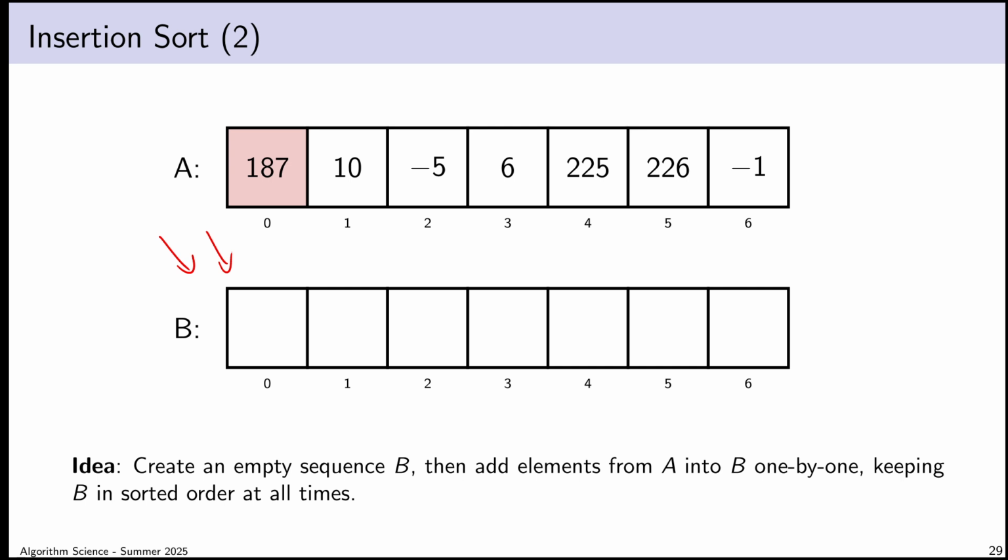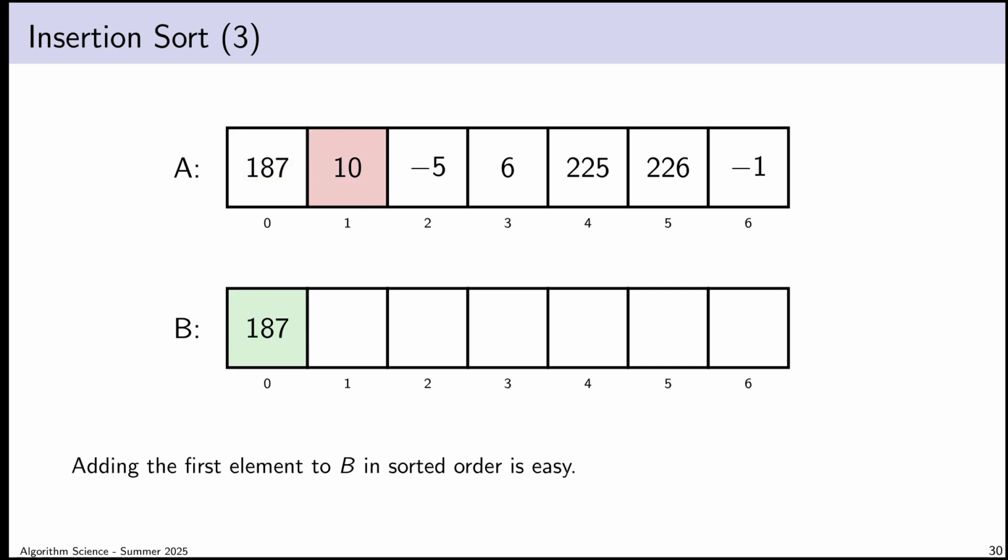And so the goal of insertion sort is, I grab an element from A at each step. I'm just going to go left to right through A. I grab one element at each step, and at each step I put that element into B, maintaining the sorted ordering of B. Now, for the first element, that's going to be very easy. I just drop it right in.